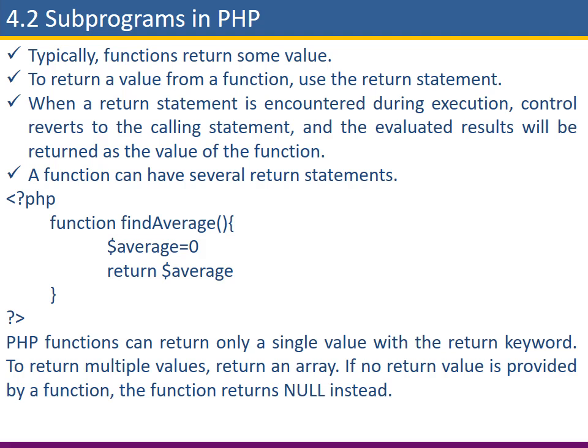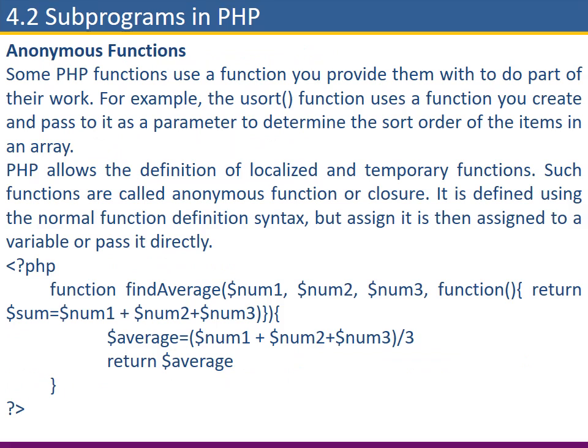We define average, assigning average equal to 0, and return average. A PHP function can return only a single value, like in the example above, with the return keyword. To return multiple values, return an array, and if no return value is provided by a function, the function returns null.